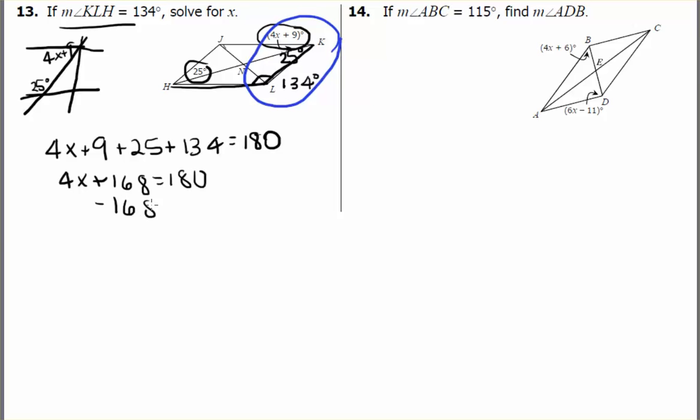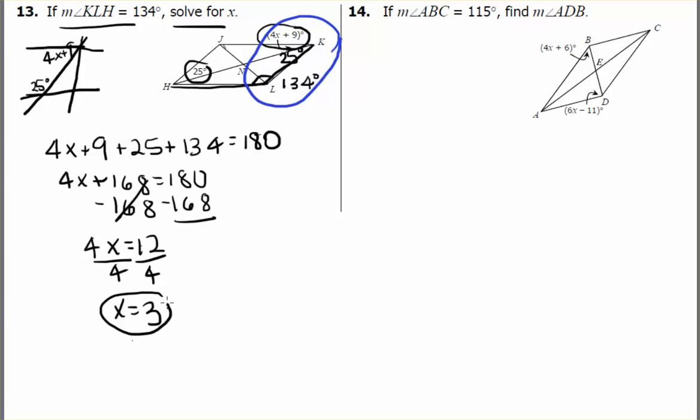And then subtract 168, so that I get 4x equals 12. Divide by 4, and I get that x equals 3. And it said just to solve for x. So this one was a little bit difficult because you had to notice where those other angles kind of connect. So you had to pull in prior knowledge from Unit 3 where we did those parallel lines with a transversal, and your angle pair relationships.